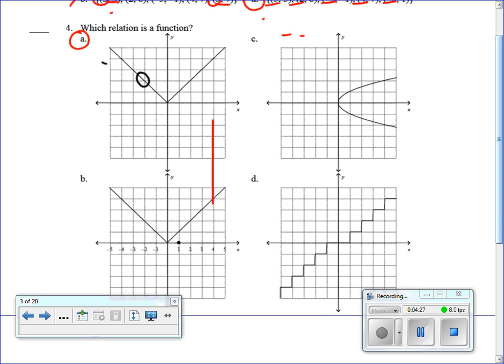Looking at B, B almost looks identical to A, so you kind of have to watch out just a little bit. But our graph in this case is both the absolute value function that is graphed here and this point. Both of those make up our graph.